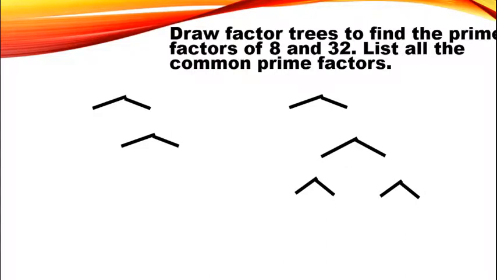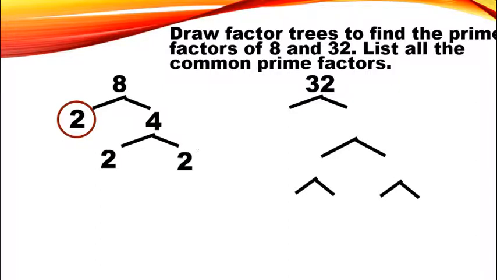So draw the factor trees to find the prime factors of 8 and 32. Then list the common prime factors. So let's start with 8. For 8 we can multiply 2 times 4. 2 is a prime number, so we'll encircle it. 4 is composite, so we can multiply 2 times 2. These 2's are prime factors, so we need to encircle them. So the prime factorization of 8 would be 2 times 2 times 2.